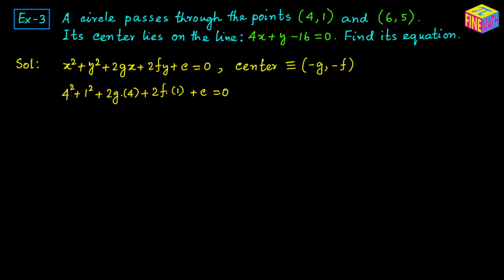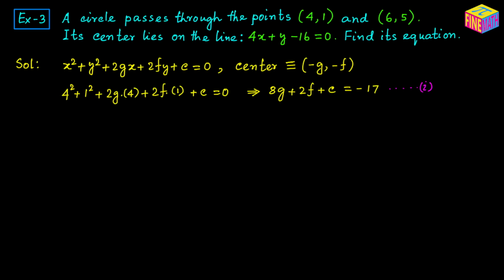So here you see there are actually 3 unknowns, the g, f and c, and we have to find the value of those 3 unknowns. That means we are going to need 3 equations. And if we simplify this equation, it actually turns into 8g plus 2f plus c equals negative 17. And let's call it equation number 1.